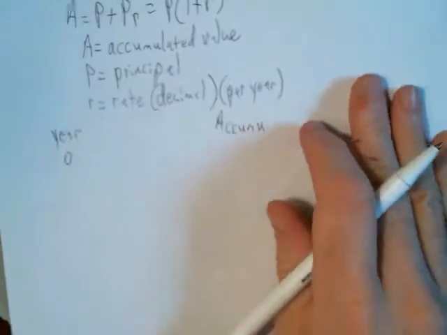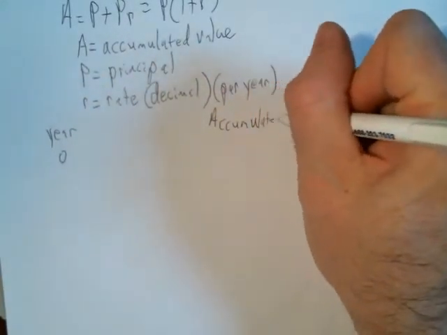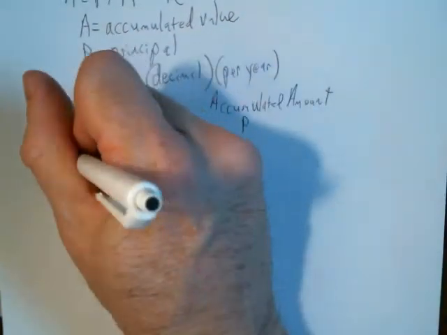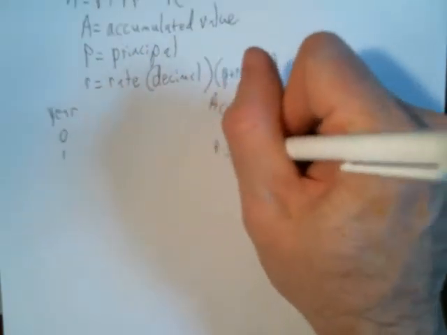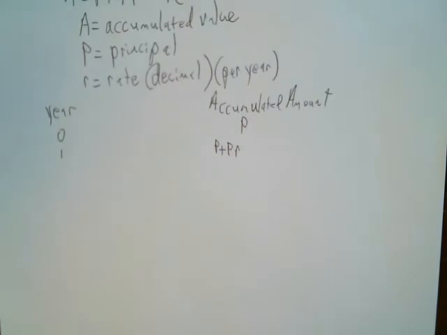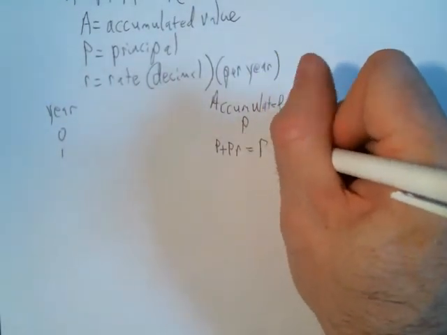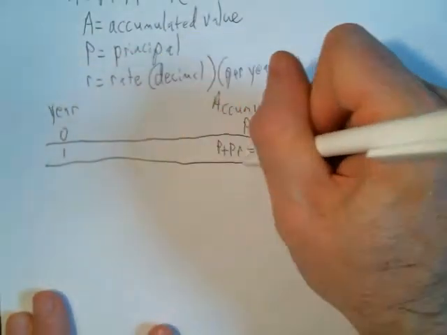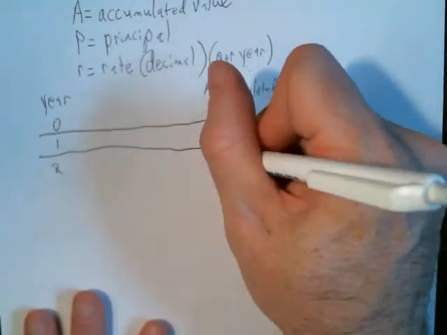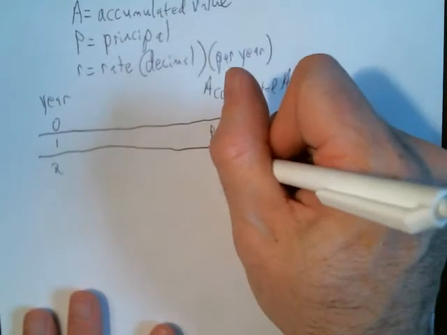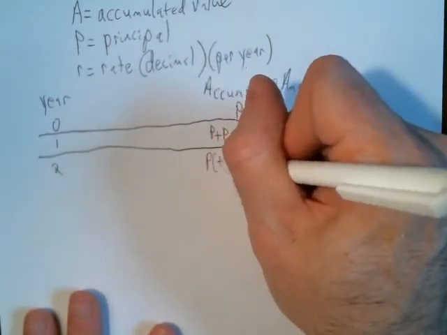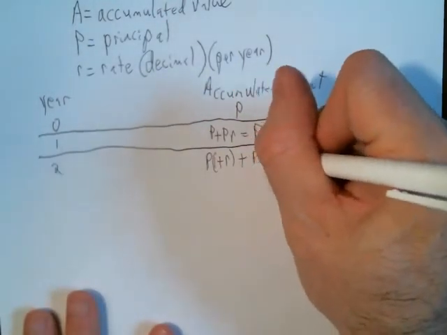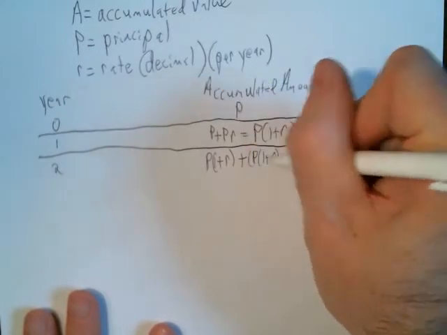So in year 0, all you have is the principal in there. After 1 year, you'll have the principal plus the interest on the principal. So P plus PR, which again, we're going to rewrite as P times 1 plus R. Maybe I should use some lines to help us out. Year 2, you'll have the amount in your account, so P times 1 plus R, and then plus the interest on that. So you'll have P times 1 plus R times R.